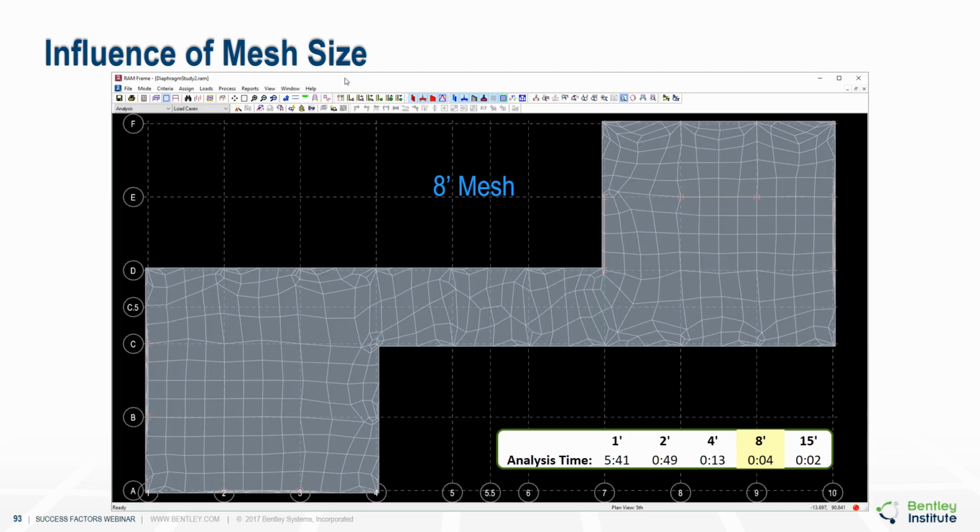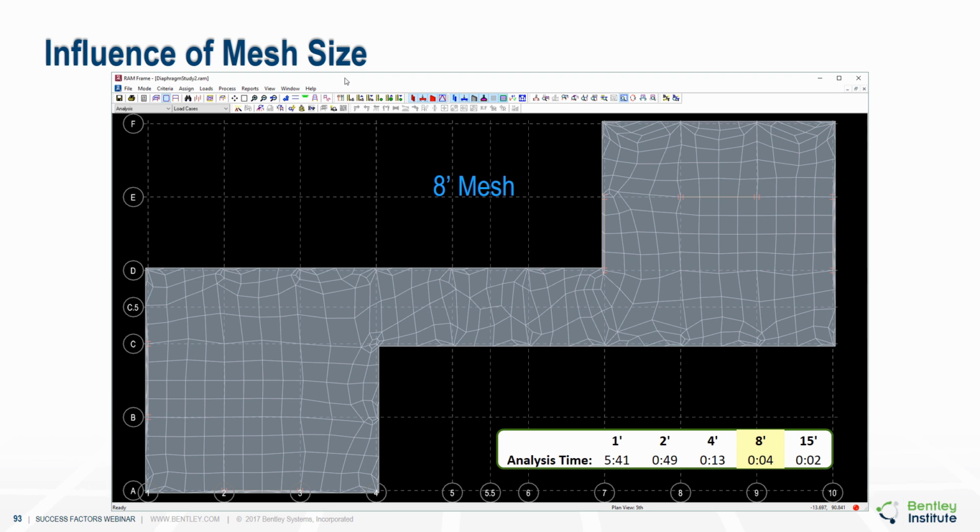So based on all of that, and considering the analysis time, my recommendation is generally to go with the 8-foot mesh. And for those of you more comfortable with metric, that would be, say, 2.5 meter mesh as your maximum mesh size. And this is what that mesh looks like.